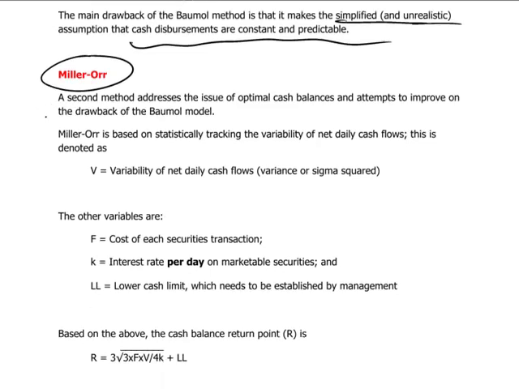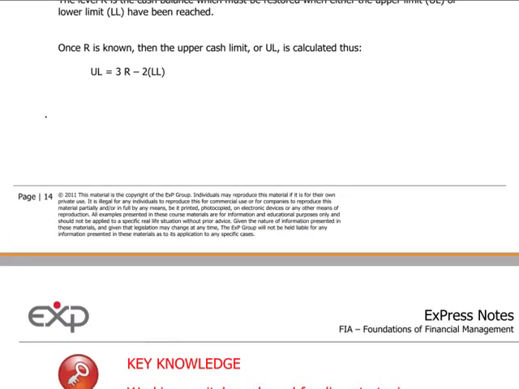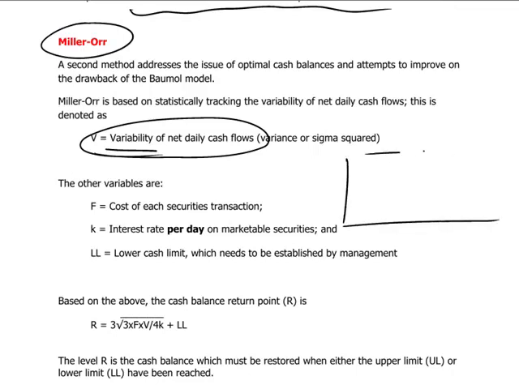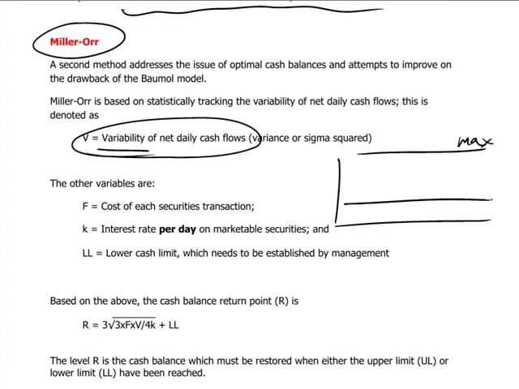Now, what Miller-Orr seeks to do is to map out, based on the variability of net daily cash flows. So this is something which has to be statistically based and measured. What Miller-Orr is seeking to do is to define maximum and minimum points beyond which the cash cannot rise or return to. In fact, the minimum level is set by policy.